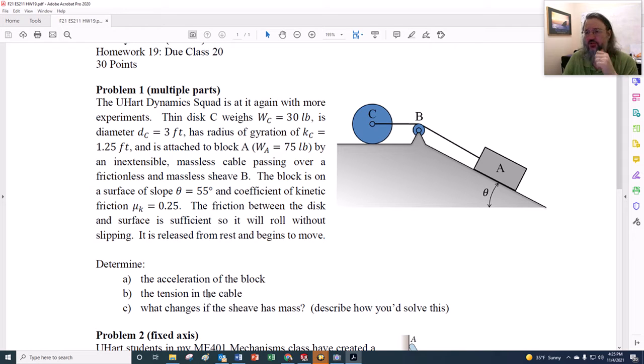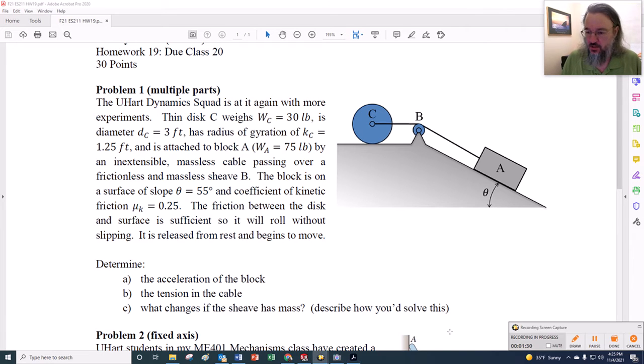I'm not going to give it to you as part of the solution. But I do require it, and I'll take points off if you don't answer it. I just want you to think. Okay, so here we go.